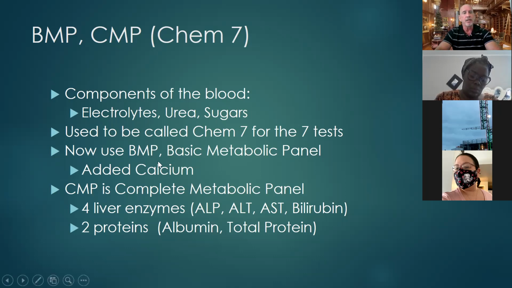Now, what you probably see a lot in the hospital is a CMP. And that is a complete metabolic panel. In other words, they added 6 more tests to the basic metabolic panel, 4 liver enzymes and 2 proteins. And we'll go over those here.